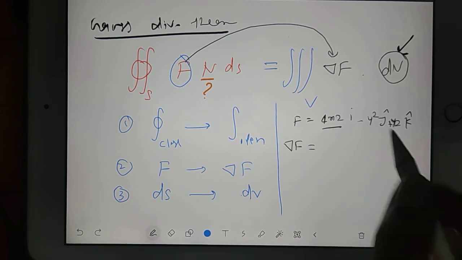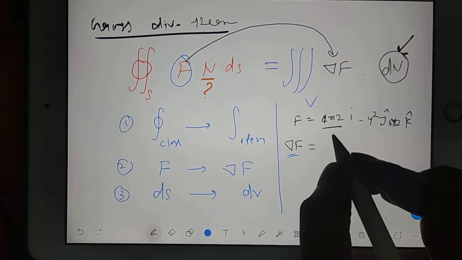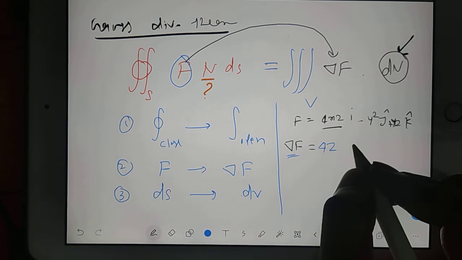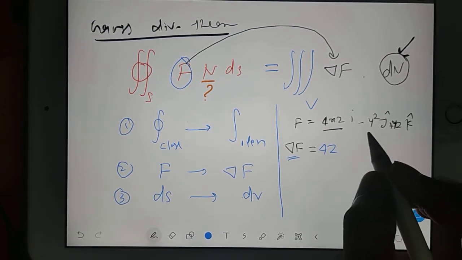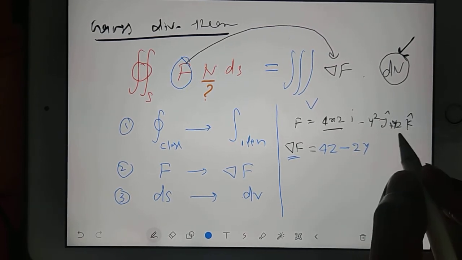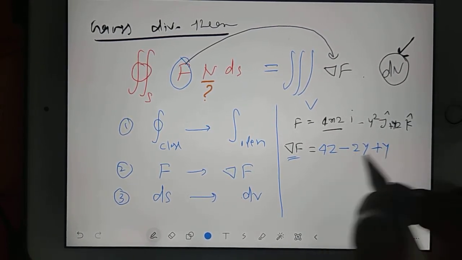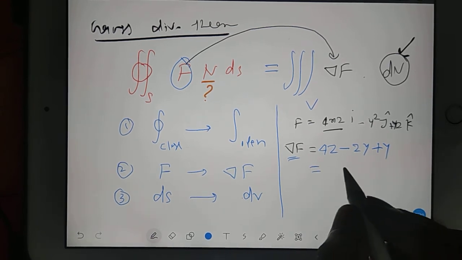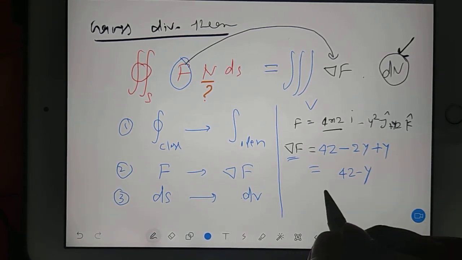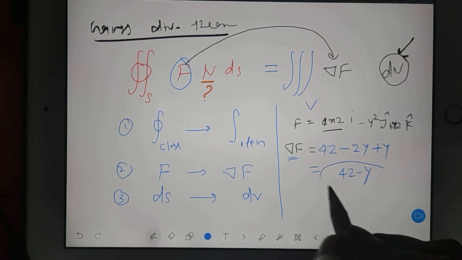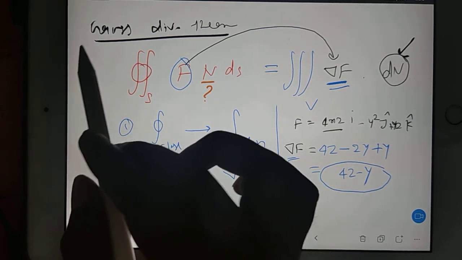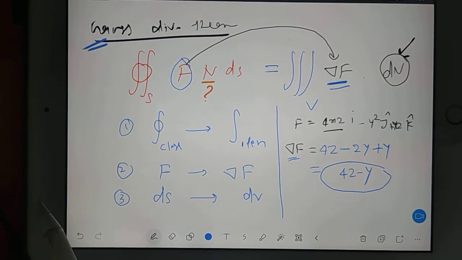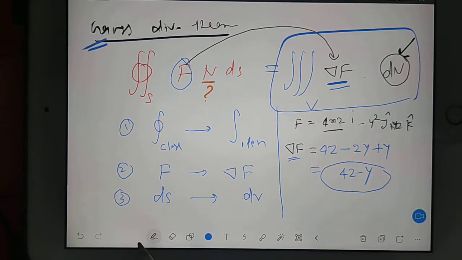Okay. So see here, when you find this, 4z will be remaining. And here it will be minus 2y, and here it will be plus y. So this is the final answer, and I am getting 4z minus y. Okay. Now this 4z minus y, I will substitute in this equation, because I am applying Gauss divergence theorem to solve the same surface integral, but using this theorem. Okay, I will change the page now.